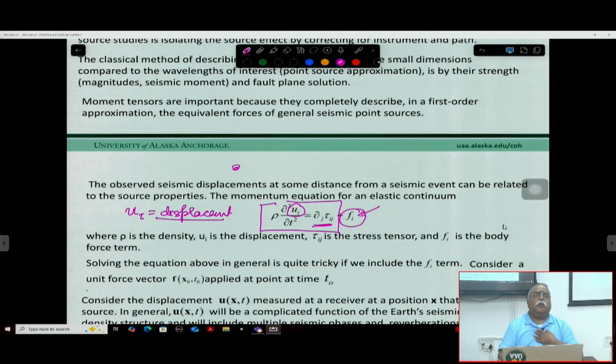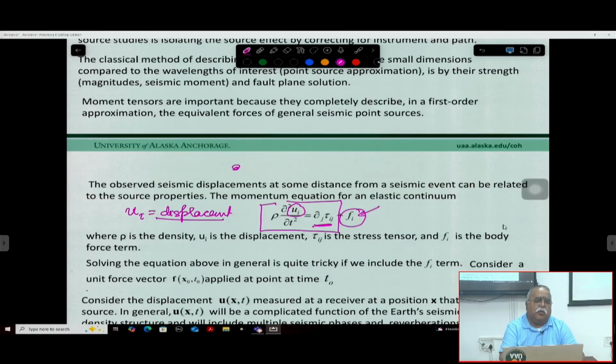And not only do we need to solve this part, but also whenever the wave travels from the source, through the material, and is recorded at the recording station, that also we need to compute, right? So basically, if there is a displacement at the fault, we need to calculate how much displacement will be created at the recording station. So that is what we have to calculate.